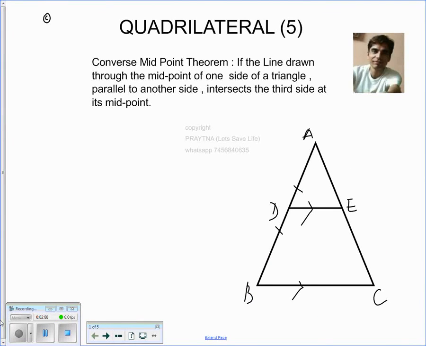That is, supposing this is a triangle ABC and D is the midpoint of side AB, and DE is the line drawn parallel to BC, then we have to prove that AE is equal to EC, that is, E bisects the side AC. We have to prove that. This is called the converse of the midpoint theorem. Now how can we prove this?